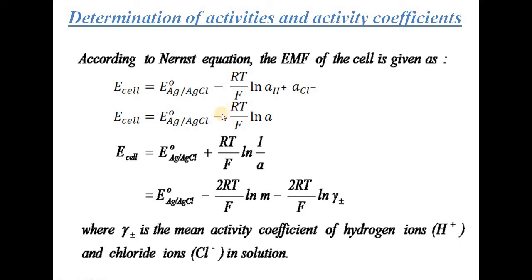Now replacing this negative sign by a positive sign, we have ln(1/A), and putting activity equal to the product of molality squared and γ± squared, we have the EMF of the cell equal to the standard EMF minus 2RT/F ln m minus 2RT/F ln γ±, where γ± is the mean activity coefficient of hydrogen ion and chloride ions present in the solution. Here we have put activity equal to m² γ±².